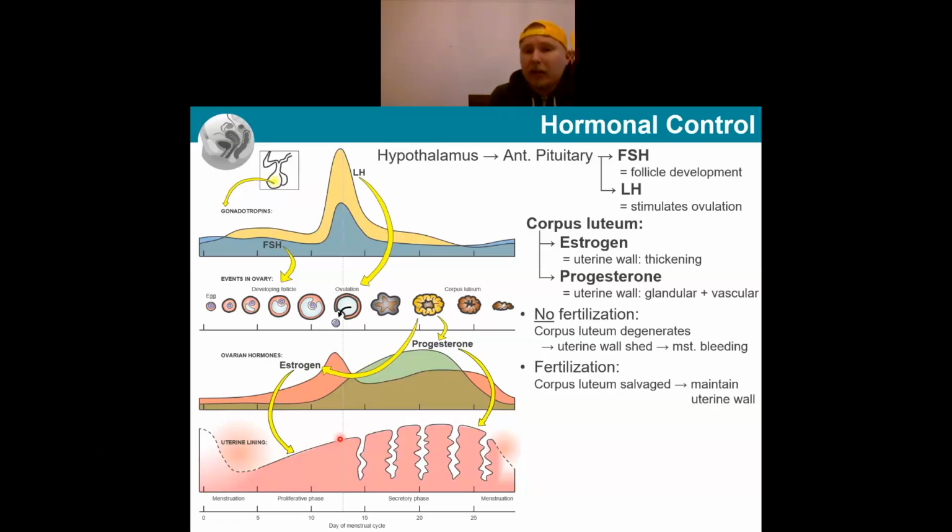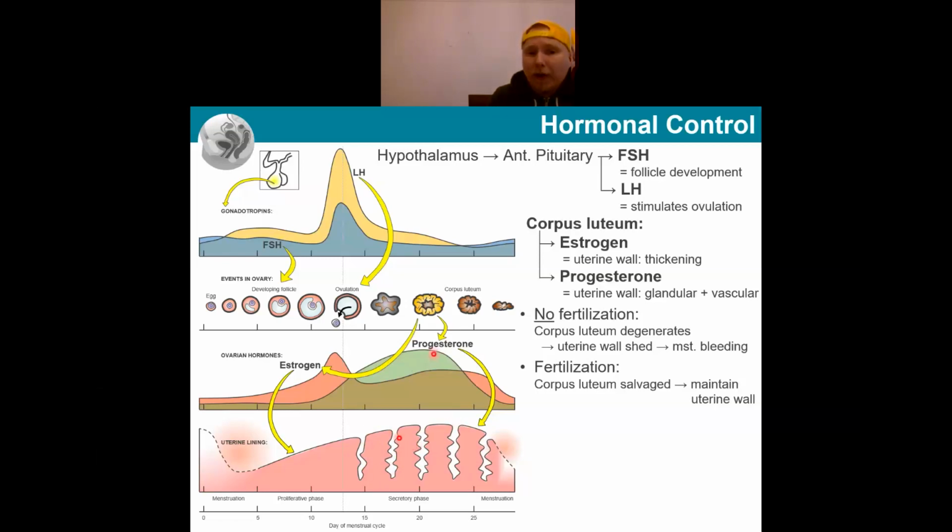The second hormone that's secreted by the corpus luteum is going to be the progesterone. And what progesterone does is it makes the wall of the uterus glandular and very vascular. So we find a lot of vascular and glandular wall here. Well, there's two ways how things can proceed from now.